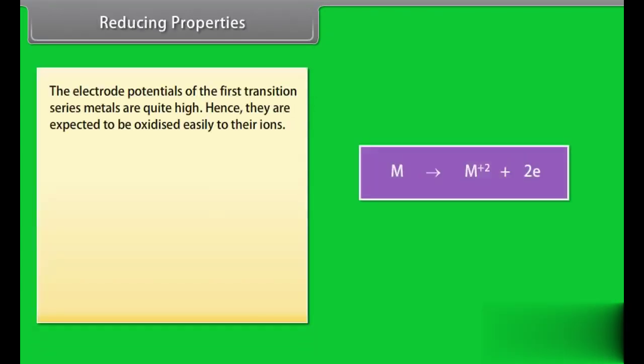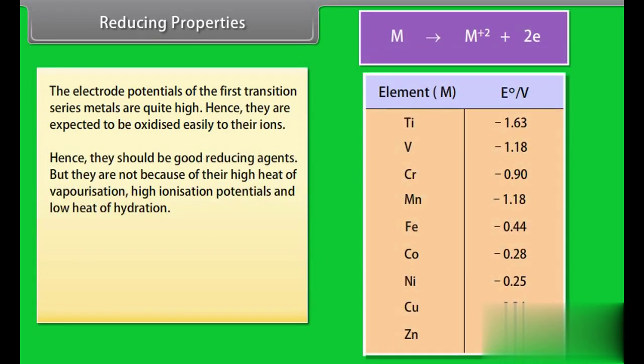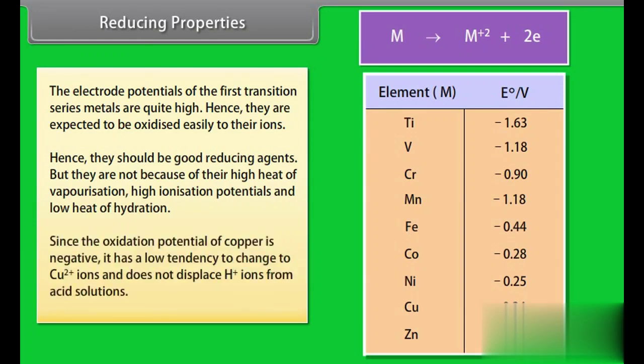The electrode potential of the first transition series metals is quite high. Hence, they are expected to be oxidized easily to their ions. Hence, they should be good reducing agents. But they are not, because of their high heat of vaporization, high ionization potentials, and low heat of hydration. Since the oxidation potential of copper is negative, it has a low tendency to change to Cu2+ ions and does not displace H+ ions from acid solutions.